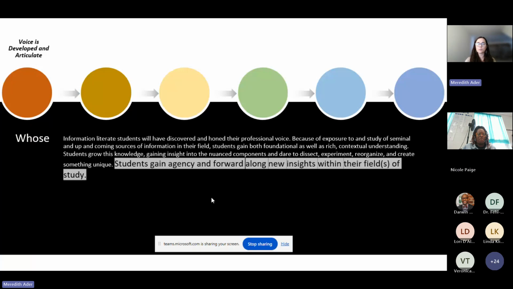Information literate students will have discovered and honed their professional voice because of exposure to and study of seminal and up-and-coming sources of information in their field. Students gain both functional as well as rich contextual understanding. Students grow this knowledge, gaining insight into the nuanced components, and they dare to dissect, experiment, reorganize, and create something unique. Students gain agency and forward along new insights within their fields of study.